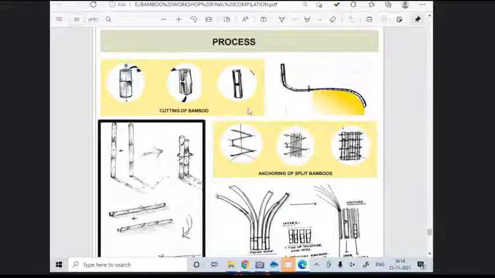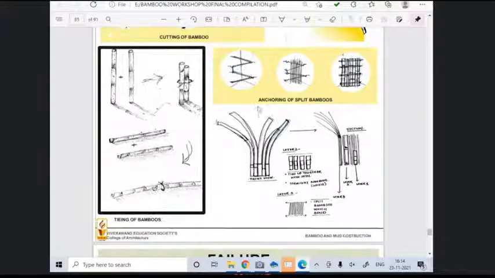And then we covered it with those units, those straight bamboos, so that we could get the tree-like structure. And we tied the whole thing with the help of ropes.